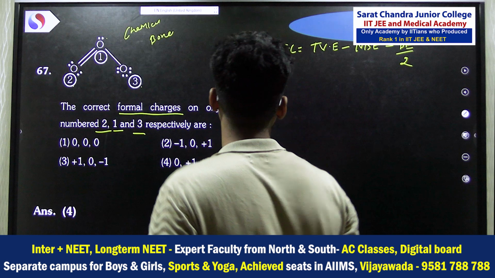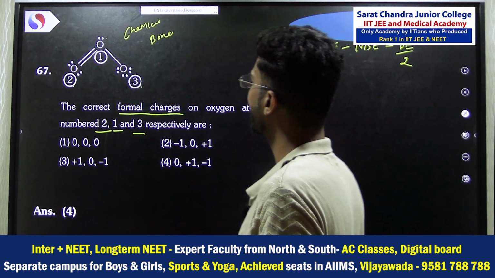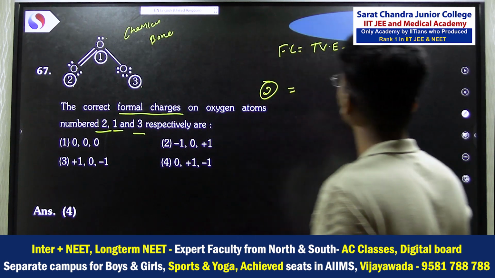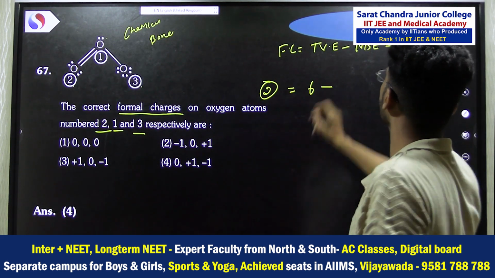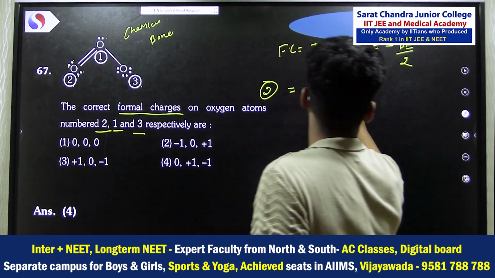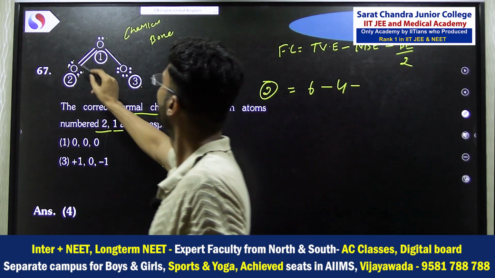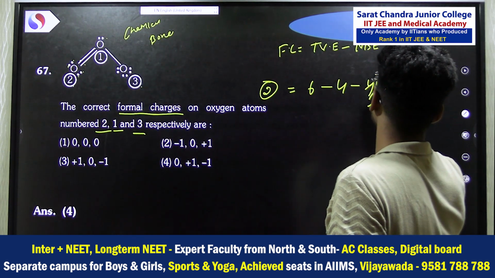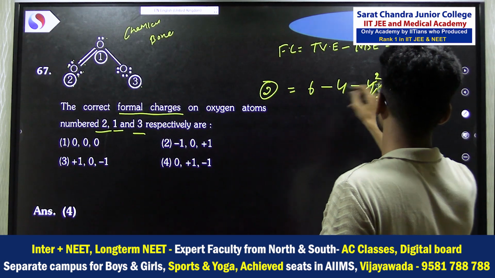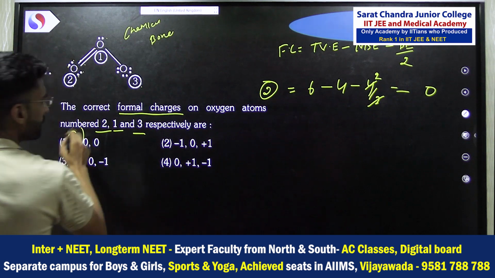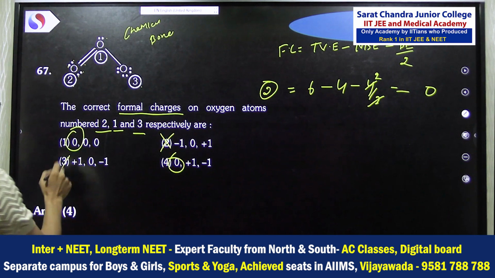So let me check for 2. In the carbon number 2, okay, for 2, oxygen. Oxygen 2: total valence electrons in oxygen is 6, non-bonded electrons 1, 2, 3, 4, minus bonded electrons 1, 2, 3, 4, so it's 4 by 2, that is 2. So this is 6 minus 4 minus 2, which equals 0. So at 2 it is 0, at 2 it is 0, this option is gone.